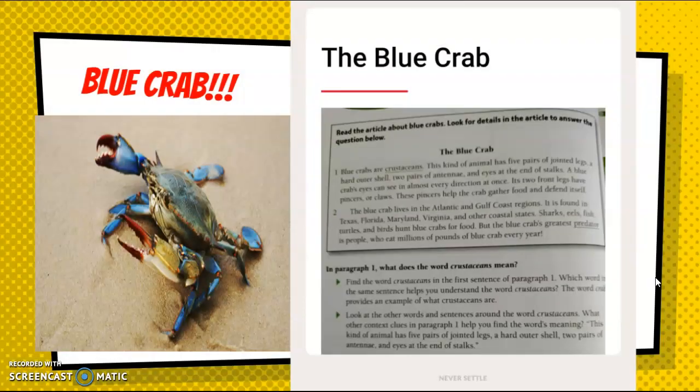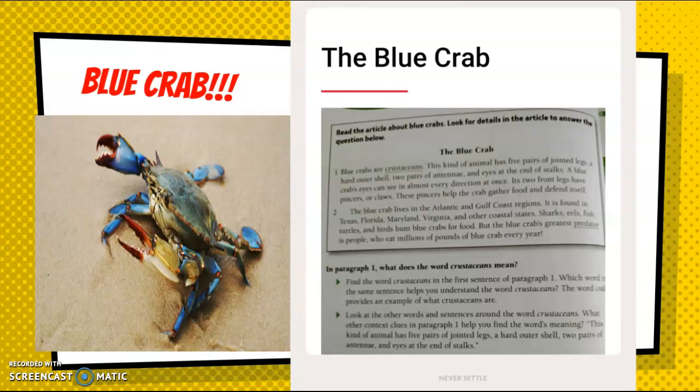So let's read the blue crab. It says, read the article about blue crabs. Look for details in the article to answer the question below. Blue crabs are crustaceans. This kind of animal has 5 pairs of jointed legs, an outer shell, 2 pairs of antennae, and eyes at the end of stalks. A blue crab's eyes can see in almost every direction at once. Its 2 front legs have pincers or claws. These pincers help the crab gather food and defend itself.